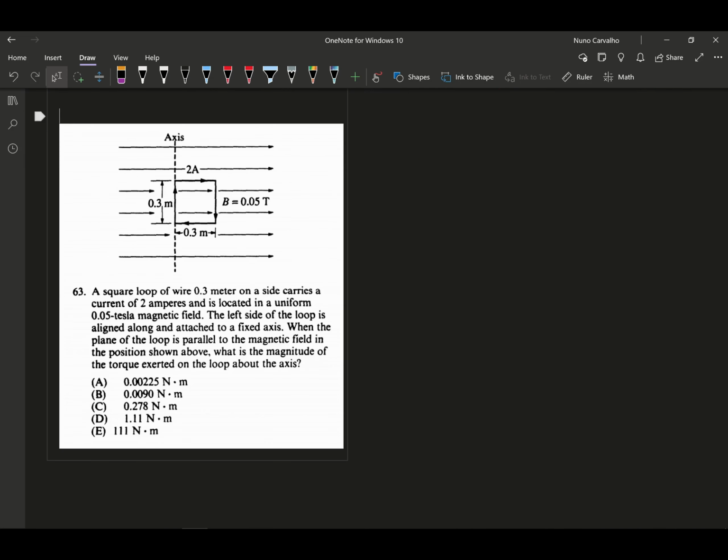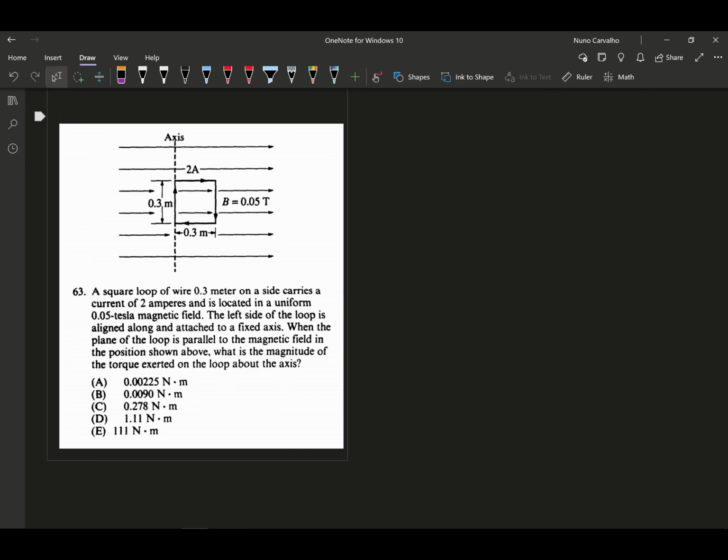For number 63, we're given a square loop of wire of 0.3 meters on a side carrying a current of 2 amperes, and it is located in a uniform 0.05 Tesla magnetic field. The left side of the loop is aligned and attached to a fixed axis. And we are asked, when the plane of the loop is parallel to the magnetic field in the position shown above, what is the magnitude of the torque exerted on the loop about the axis?